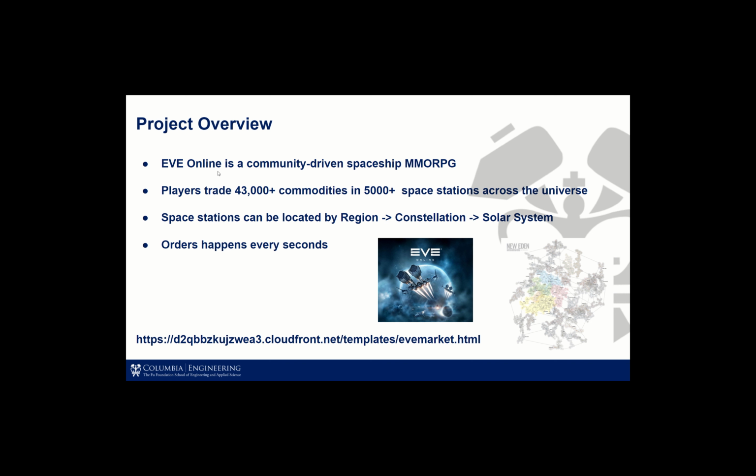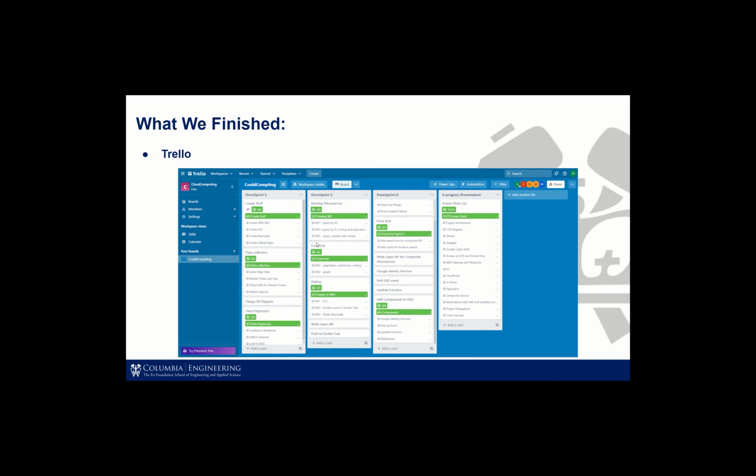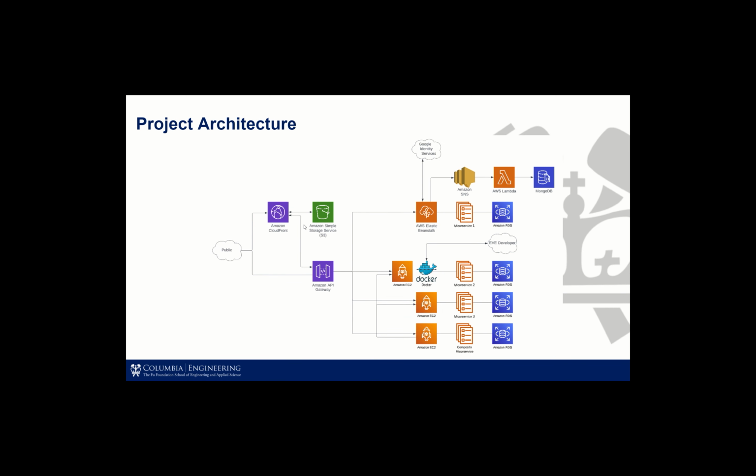EVE Online is a really amazing game. You can see this is the map of New Eden, really complex and really interesting. This is what we have already finished. For the architecture, we have 3 microservices, each with one independent RDS. We use Elastic Beanstalk, we use Docker, we use EC2 instances.